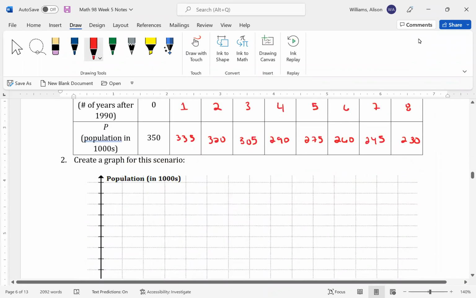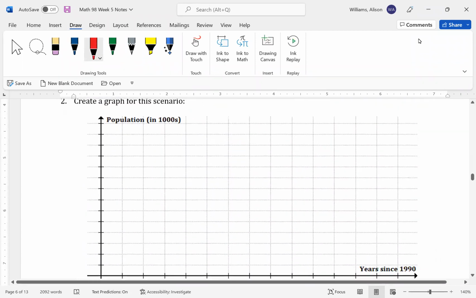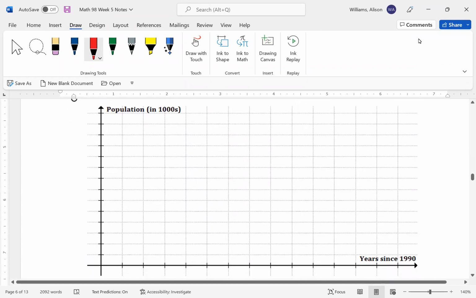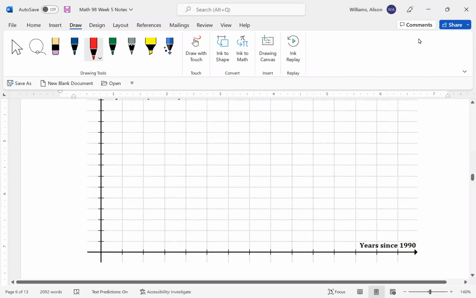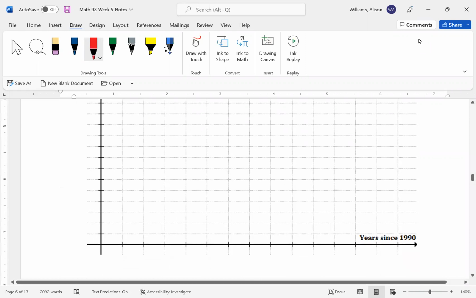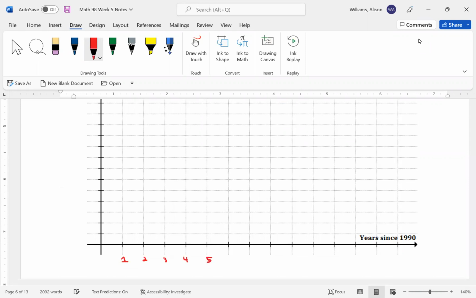Now this time, they didn't label the tick marks for us. They did label the axes. So they told us the bottom one, the horizontal axis, is 1990. The vertical one is the population in thousands. So the bottom axis is easy. We're going to go 1, 2, 3, 4, 5, 6, 7, 8. Now, technically, it keeps going. I'm not going to end up probably filling those in right now, but I could keep filling them in if I wanted to.